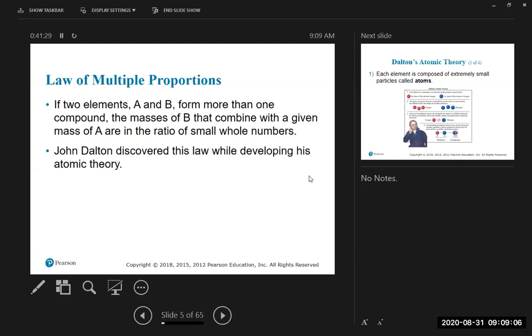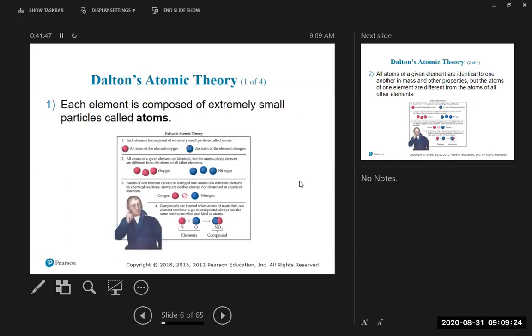Okay? So those three things that he used to develop his theory, and we'll talk about his theory in a moment here, are things that we really take for granted in chemistry on a daily basis. And it's amazing that many years ago, they were able to figure that out, and it's held up this long. So let's talk about his theory a little bit.